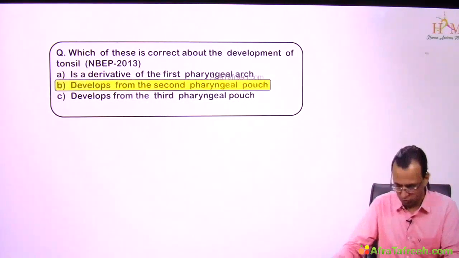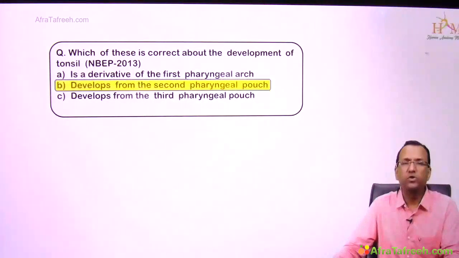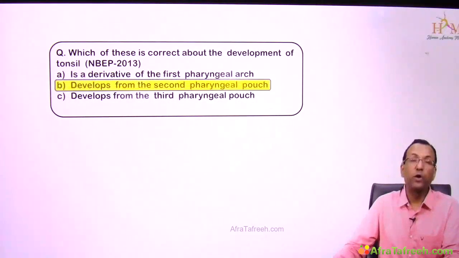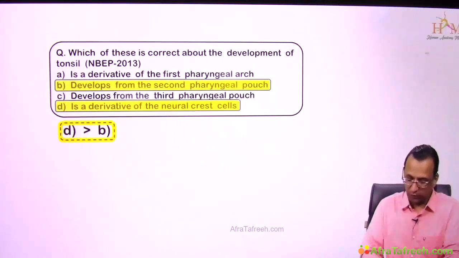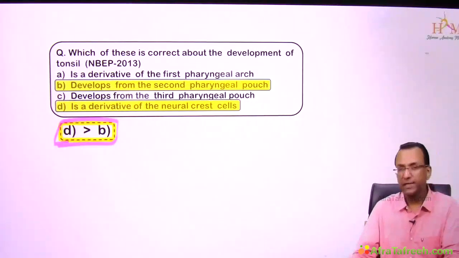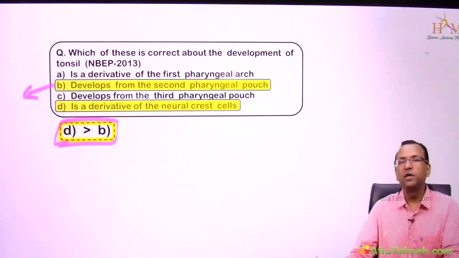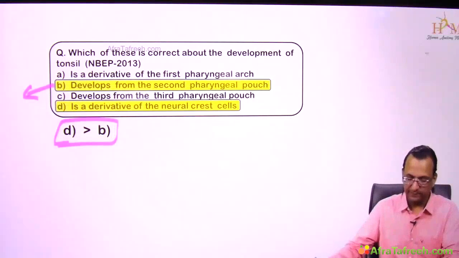That is pouch 2. Earlier we used to teach that the tonsil comes from the second pouch, but now we have realized that the second pouch will give only the tonsillar epithelium. The tonsil comes from neural crest cell. So D is a better answer than B. Yes, B is basically involved with formation of the tonsillar epithelium, not the tonsil. So D is better than B.